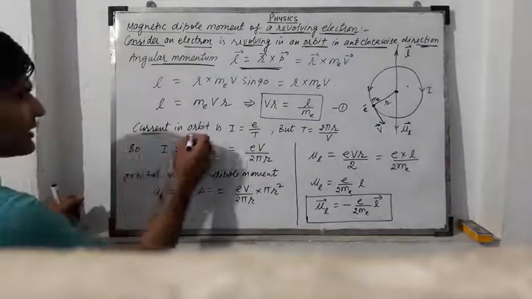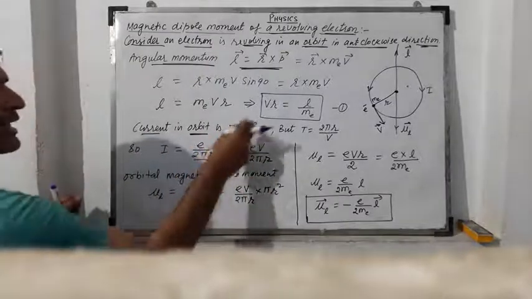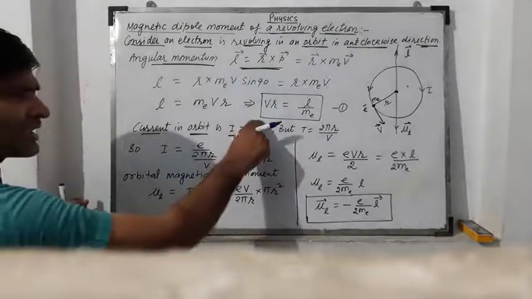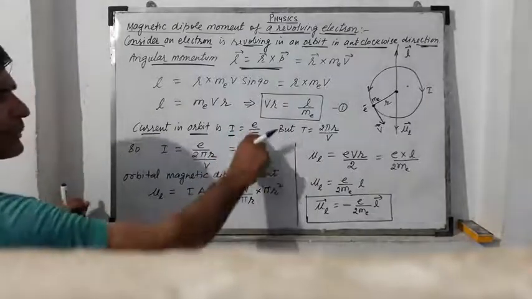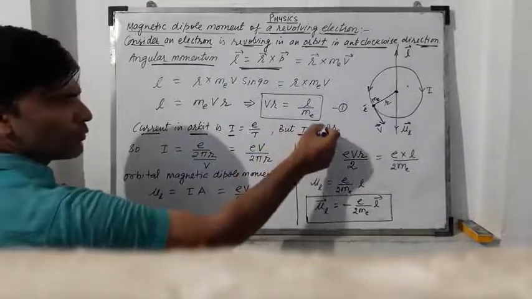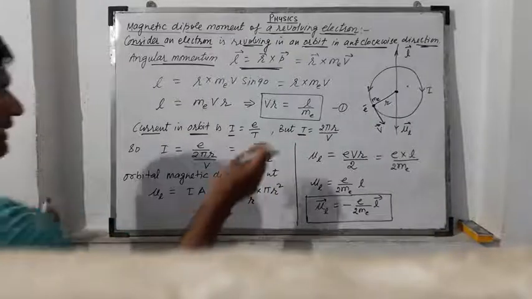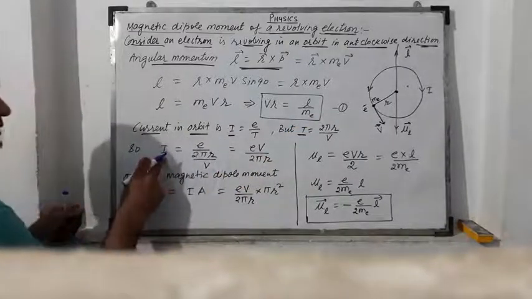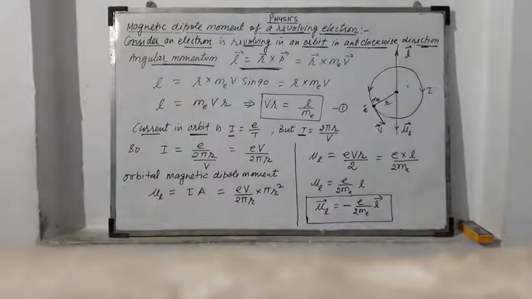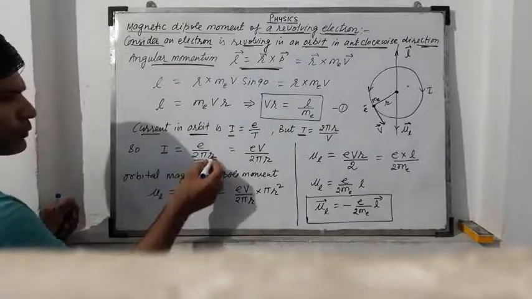Now the current in orbit is I. We know the formula I is equal to Q upon T, but the charge is e, so e upon T. Also we know the formula T is equal to 2 pi r upon v. Then the current is I is equal to e upon 2 pi r.